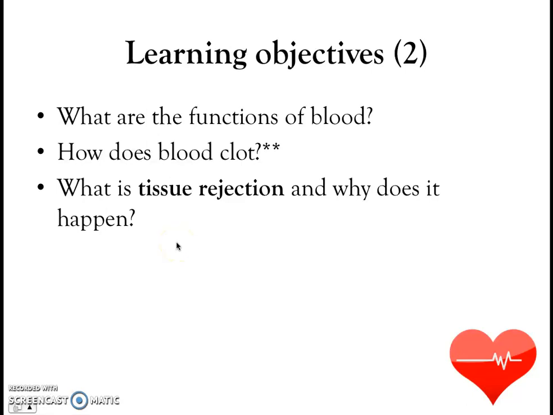In the last video we looked at the 4 different components of blood, and in this video we're going to see that blood is super important. It does many different functions. In particular, we're also going to look at how blood clots, and we're going to look at this thing called tissue rejection. Alright, don't worry, it's nothing to do with being rejected and feeling salty.